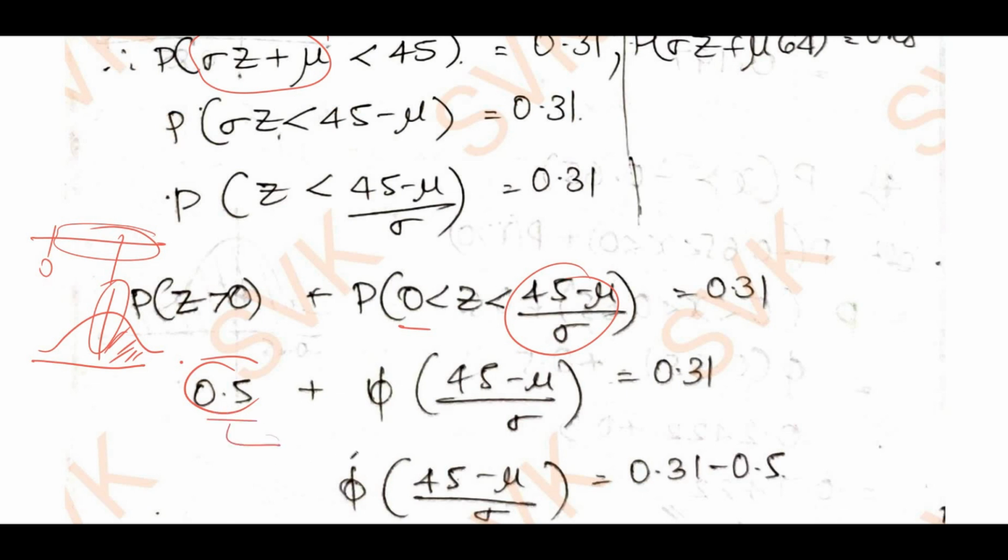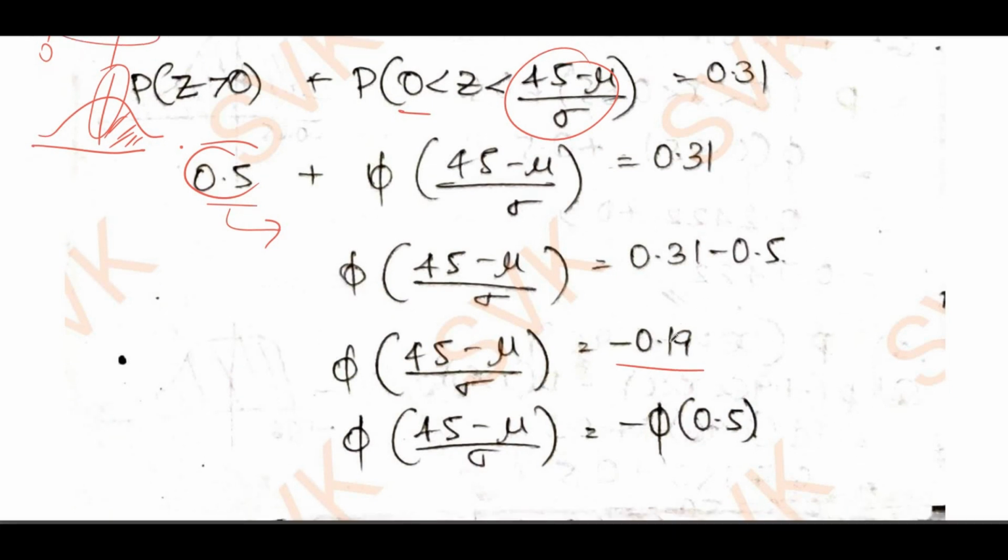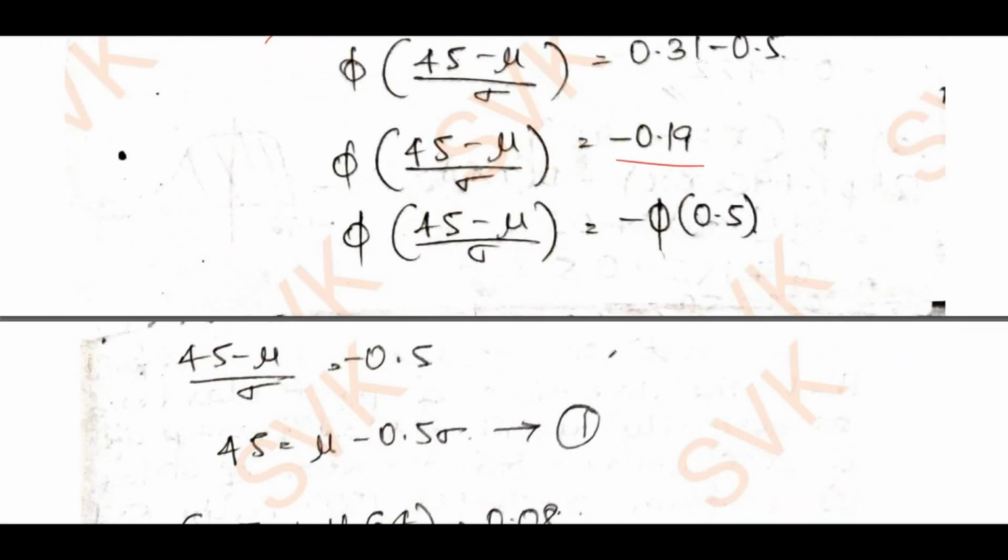So shifting this term to the right hand side, we are going to simplify that. We are going to get minus 0.19. Identifying by looking at the table, or also they have provided this value, we can write down directly this value as minus of phi of 0.5. Simplifying that part, we are going to get (45 minus mu) by sigma will be equal to minus 0.5. That is what we are going to write.